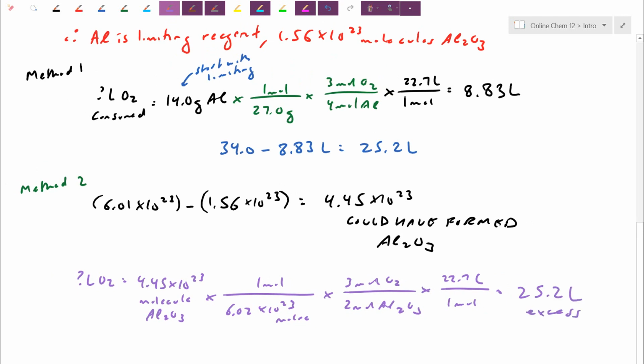So it's the ingredient that's extra. It's the oxygen that's sitting around. I had so much of it lying around. That's how much remains. Your stoichiometry problems will not always be limiting excess, but if you're okay with limiting excess, you're more than comfortable doing these 2-step, 3-step sort of conversions.